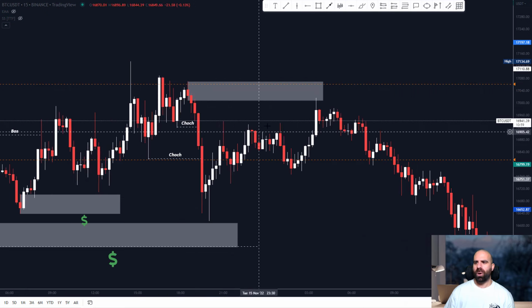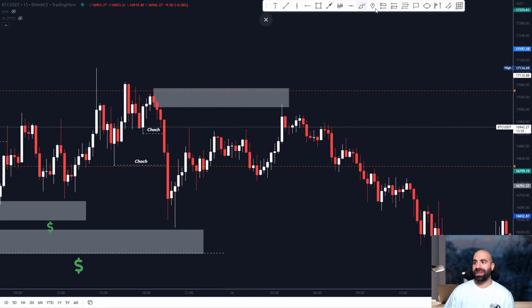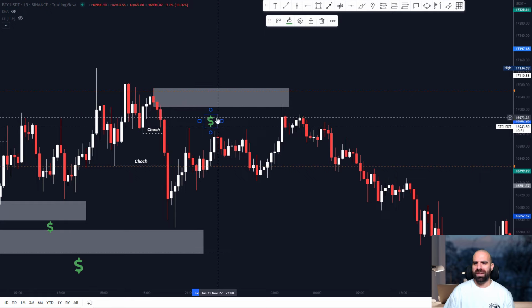This was my order block. I did call out this trade. At the same time, I have to mention, once again, we were forming liquidity above this area.